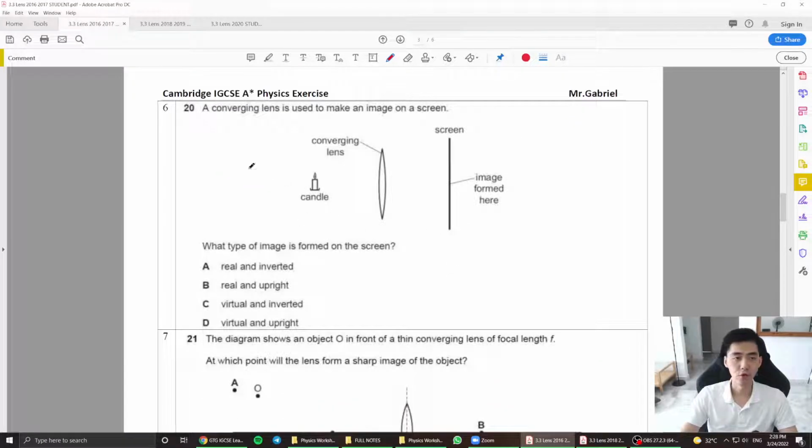And moving on to question number 6, a converging lens is used to make an image on a screen. If any image can be projected on a screen, it usually means to say it is real. And since it is real, most of the time it is inverted. Actually, when I say most of the time, I mean all of the time, guys. So naturally, A is going to be your answer here.